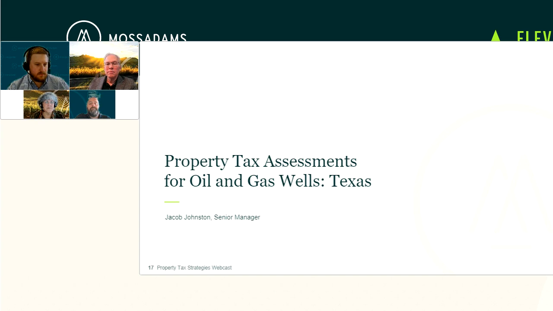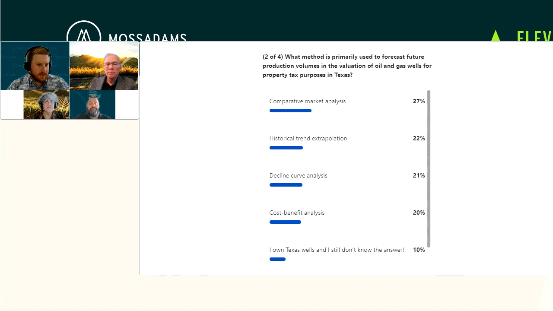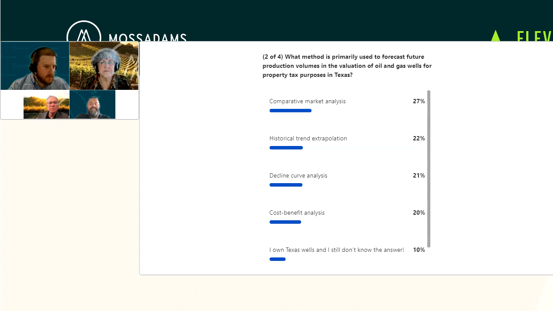Perfect. Let's take a look at the results. All right, it looks like we've got a mixed bag here. So the majority of people said comparative market analysis, followed up by historical trend extrapolation, decline curve analysis, and then cost-benefit analysis. 10% of y'all said you own them and don't know the answer. Awesome. Well, thank you all for your feedback there.